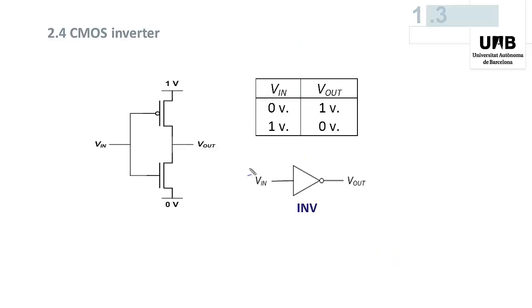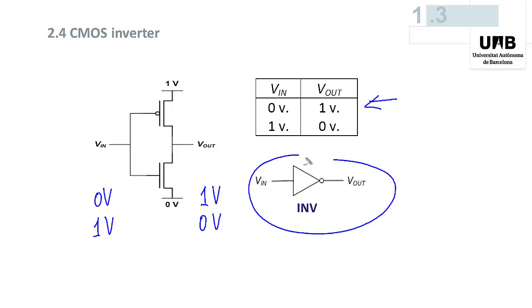Conclusion: an inverter inverts the input signal. It transforms 0 volt on the input to 1 volt on the output, and conversely 1 volt on the input to 0 volt on the output, as you can see in this table. And this is the symbol we use for representing an inverter.